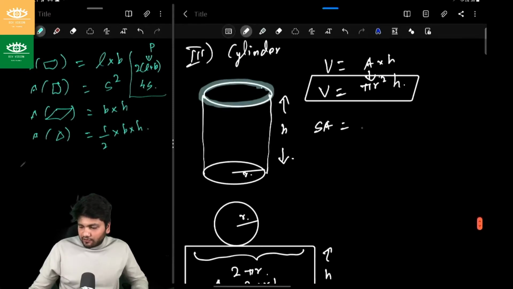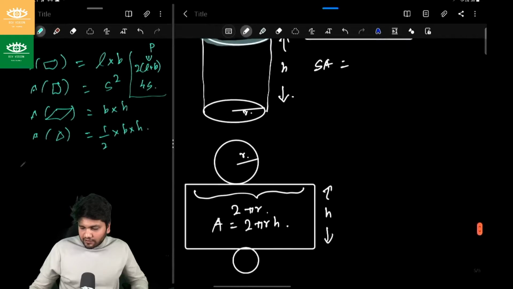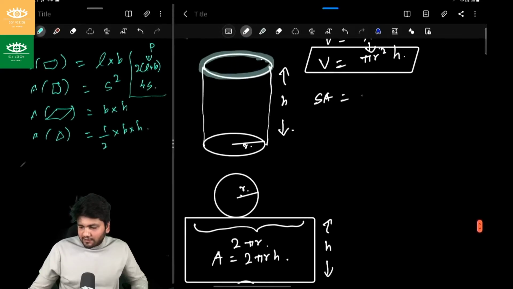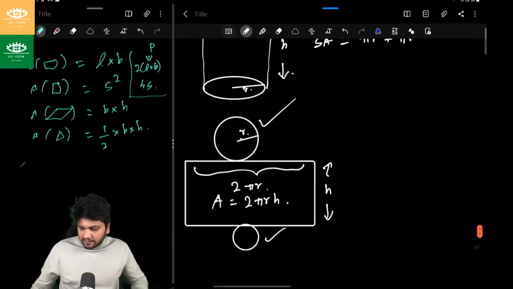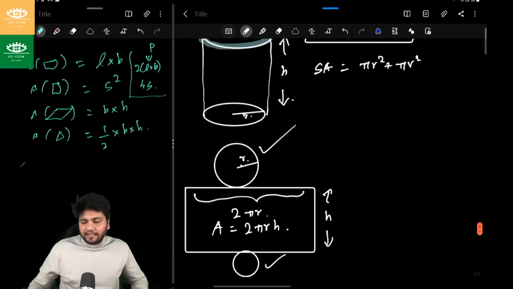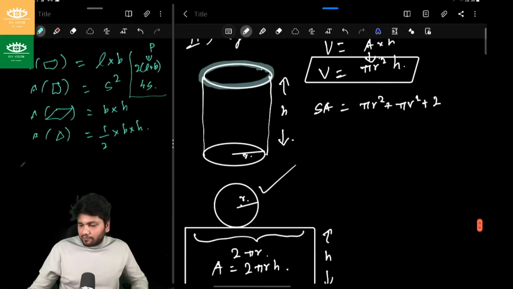So surface area is going to be the area of two circles, which is pi r square plus pi r square. Those are two circles. I'm talking about this circle and this circle. And the area of this rectangle is going to be plus 2 pi r h. So this is nothing but 2 pi r square plus 2 pi r h. You can take out 2 pi r common and you will get r plus h.